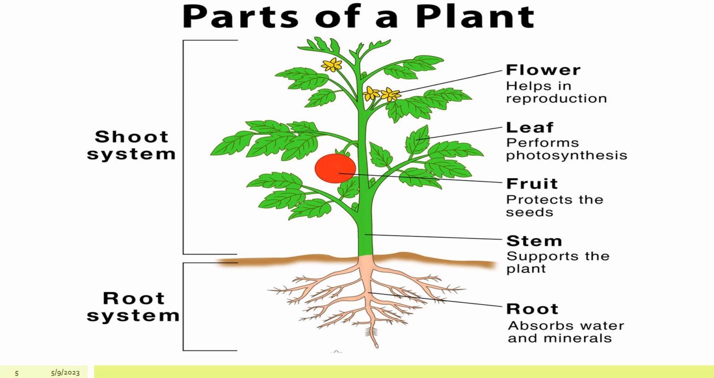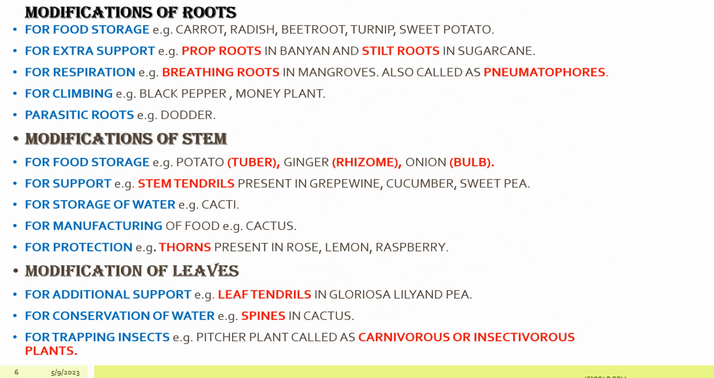Moving on to the next topic. What happens sometimes is that the different parts of the plant perform some additional functions along with the main function they perform. For example, जैसे roots हैं, what they do mainly, they absorb water and minerals from the soil for the plant, but sometimes the root starts performing other functions also. So that we call modifications.